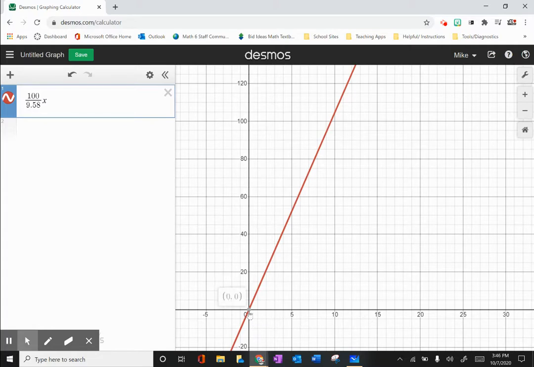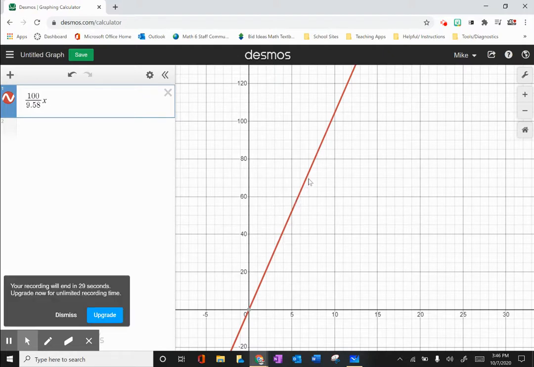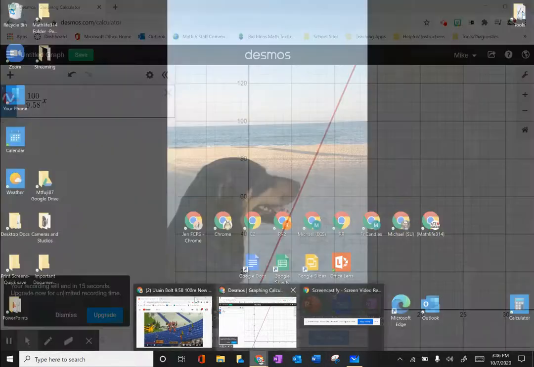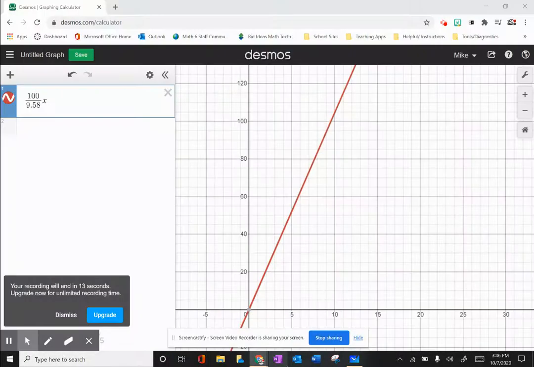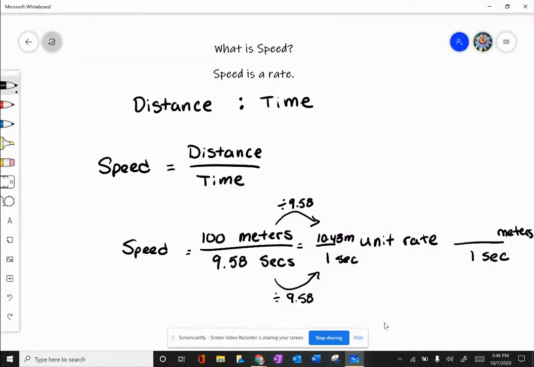At 0, you haven't traveled any distance because the race hasn't started. But once it starts, 1 second in, you're about 10 meters, 2 seconds in, you're already 20 meters in. And then about 4 seconds in, you're about 40 meters in. So if you keep that pace, you should finish the race, it looks like, just under the 10 second mark. So that is a graph of our speed that we calculated given the distance and the time.